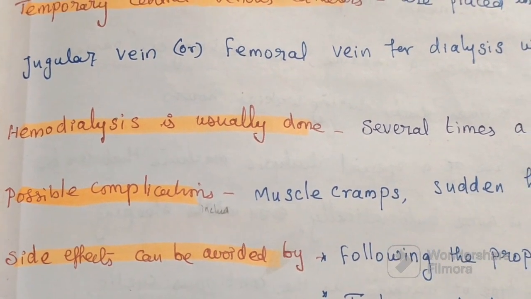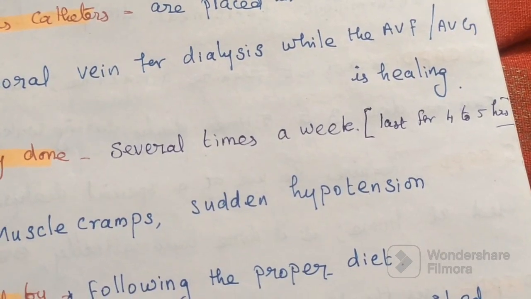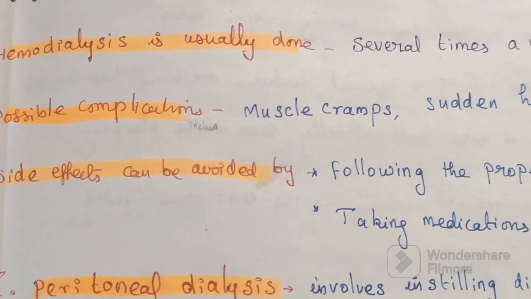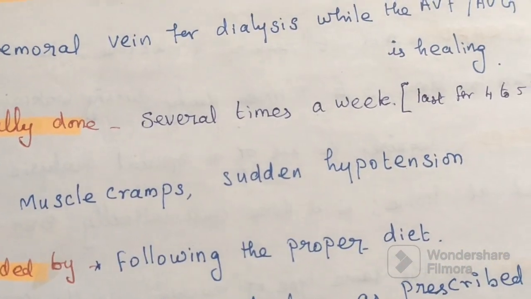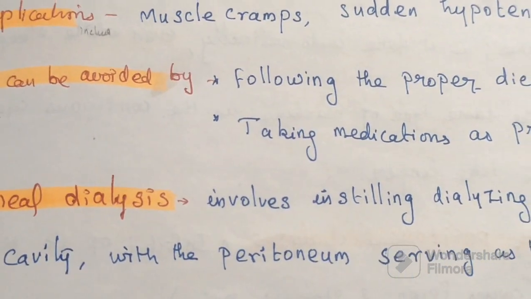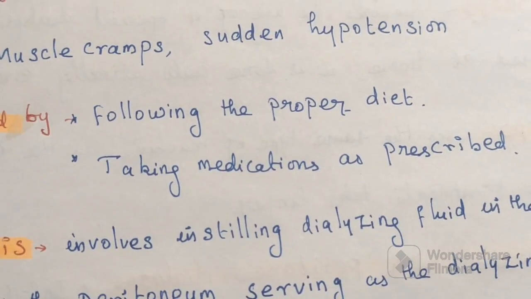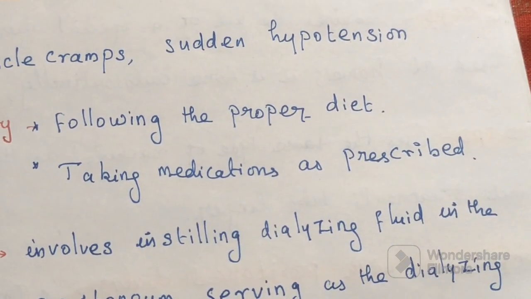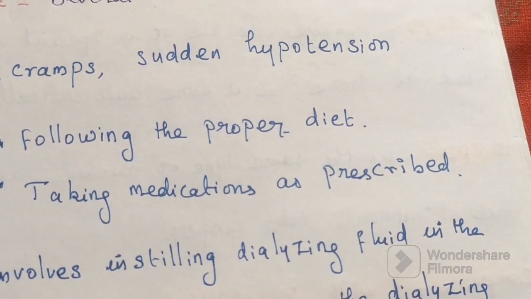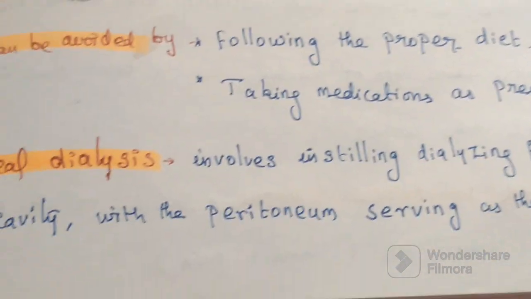Next, hemodialysis is usually done several times a week and lasts 4 to 5 hours. Complications include muscle cramps and sudden hypotension. These side effects can be avoided by following the proper diet and taking medication as prescribed. So how do we avoid side effects? Following a proper diet and taking medication.